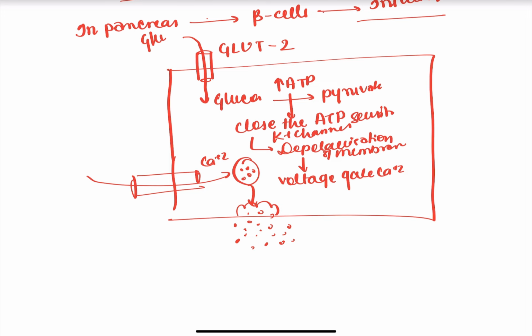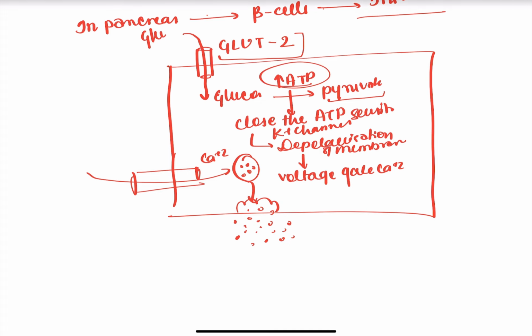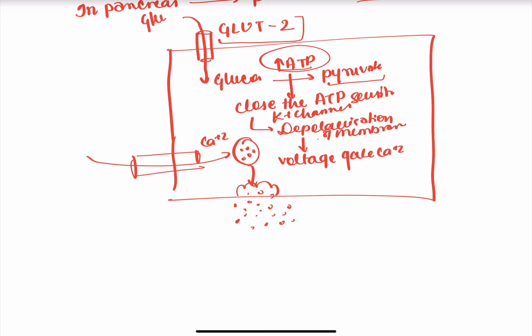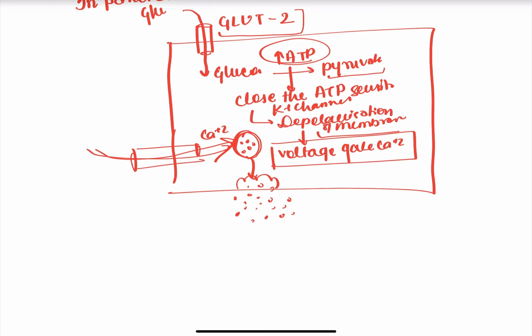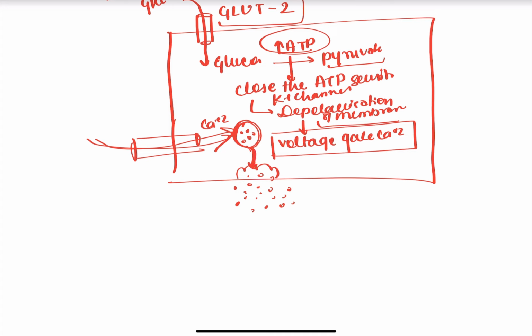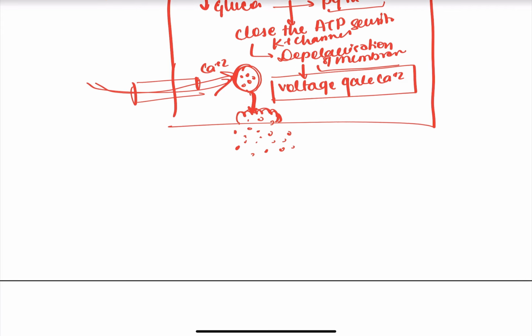First the glucose will enter through the glucose transporter 2, and the glucose will convert into pyruvate to form the ATP, and then there will be closure of the ATP sensitive potassium channels, which will lead to depolarization of membrane, and then there will be opening of voltage gated calcium channel through which the calcium will enter into the beta cells, and it will stimulate the vesicles that are filled with insulin to go to the membrane, and they attach to the membrane and burst, and there is release of insulin. So this is how insulin is secreted from the beta cells.